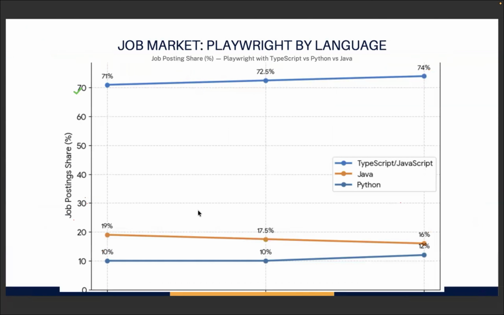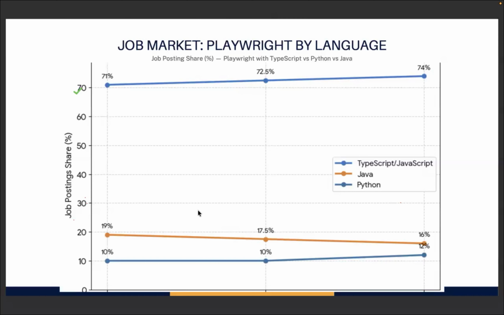Like I told, the job share between PlayWright and Selenium. Now, within PlayWright, consider different languages: PlayWright with Java, PlayWright with Python, PlayWright with TypeScript. If you split the job share language-wise within PlayWright, based on job postings and all, this is completely AI analysis. This AI verifies all the job postings and all.